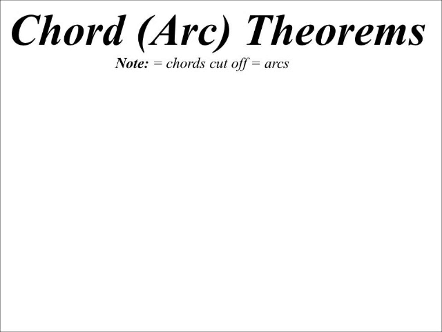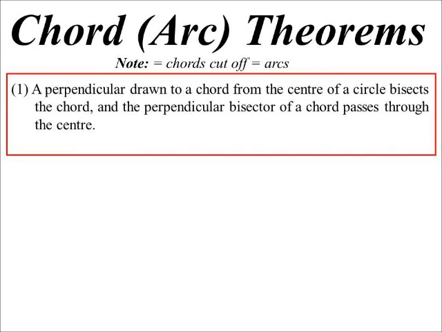So you could join them A to B, it would be a chord, or you could go around the circumference and it would be an arc. But you still got the same two endpoints. Alright, so the first theorem. Perpendicular joined to a chord from the centre of a circle bisects the chord, and the perpendicular bisector of a chord will always pass through the centre.